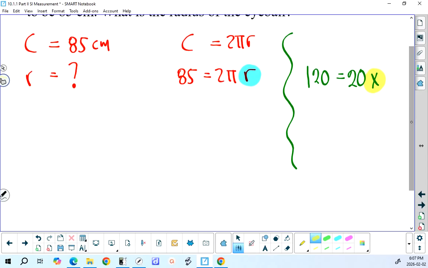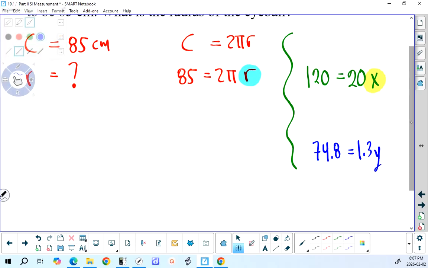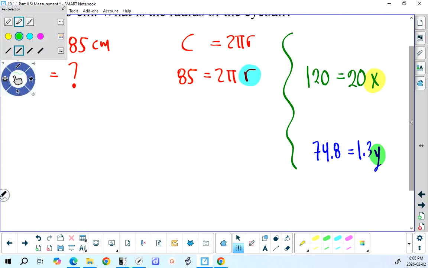The problem with just trying to figure that kind of thing out is what if the equation is 74.8 equals 1.3, I'll use y this time, and this time you're trying to find y. Well, I'll tell you what, your brain is not wired, and neither is mine, to be able to figure out what number times 1.3 gives you 74.8. And that means we have to come up with a better way of doing things. We have to come up with what I call a more formal approach.